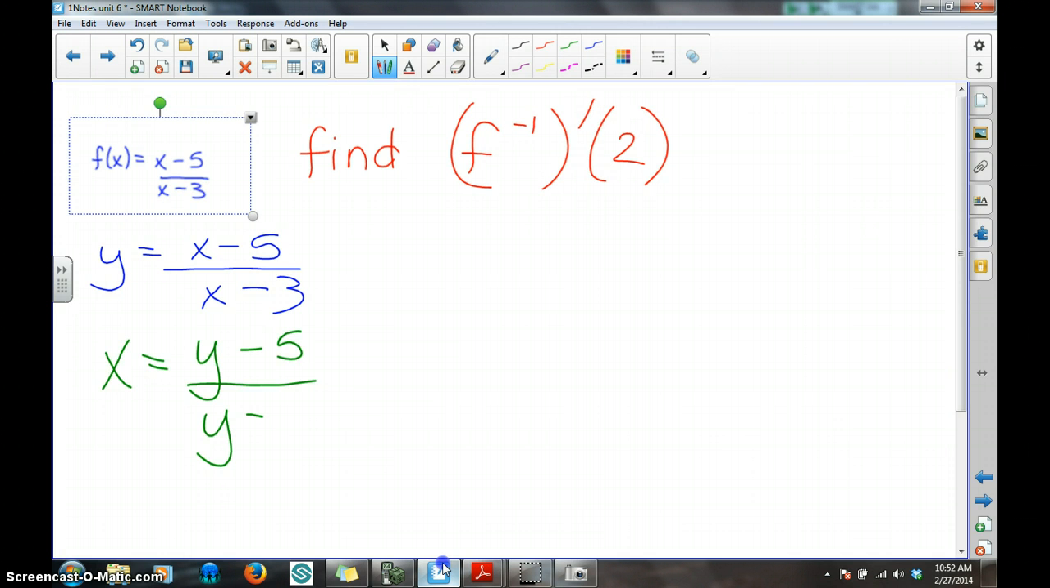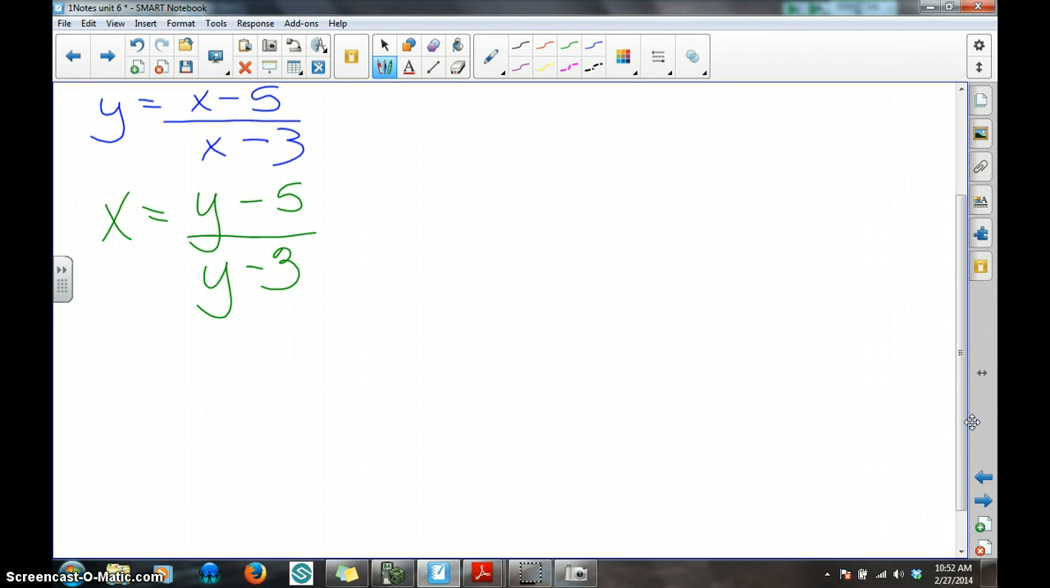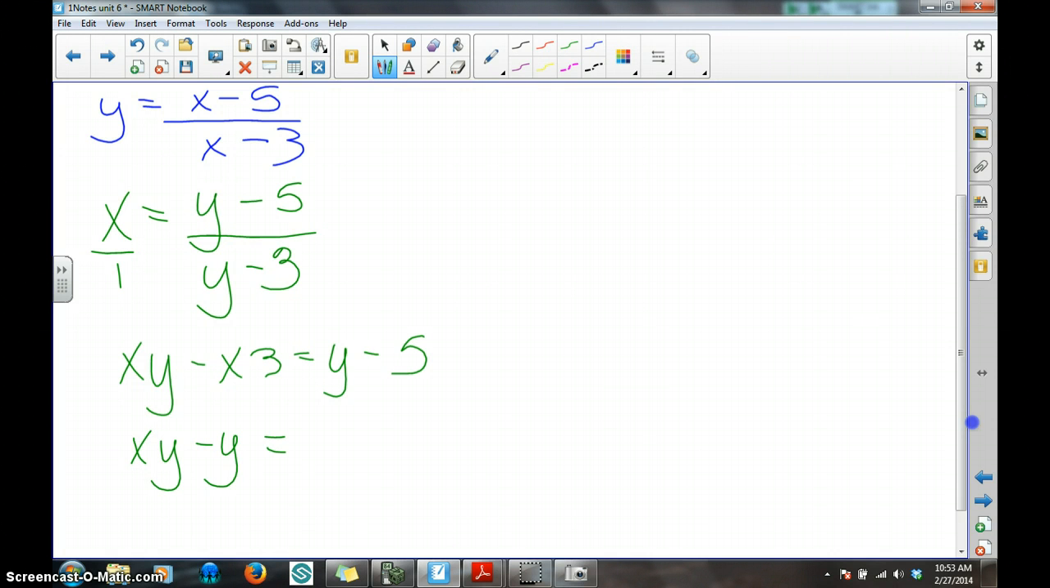Now the goal here when I'm finding an inverse is to isolate the y. Now this is a little bit tricky because I actually have 2 y's, but we've done these before. I'm going to treat this like it's a fraction, and I'm going to cross multiply. I am actually physically going to distribute here. That's a 3x. And then I'm going to get all the y terms over on the left and all the x terms over on the right. So I'll have xy minus y and 3x minus 5.